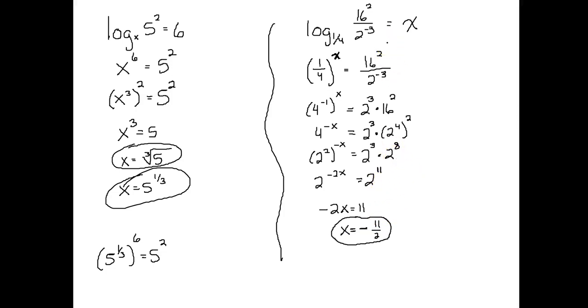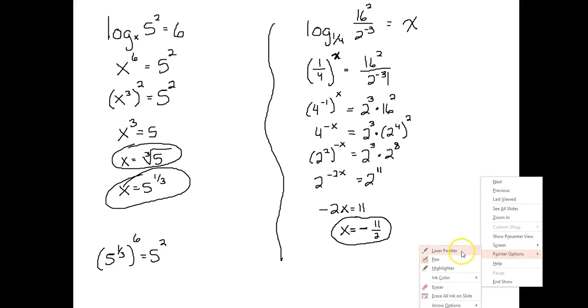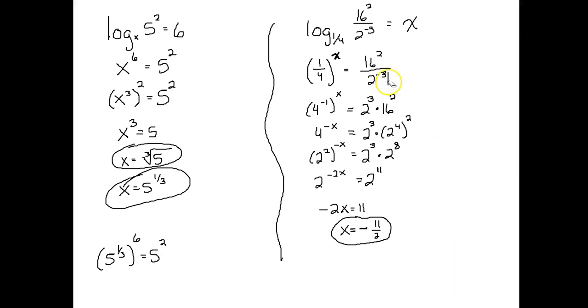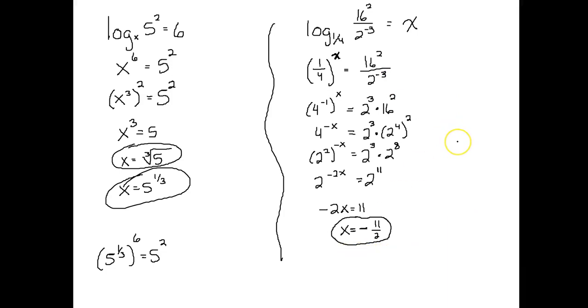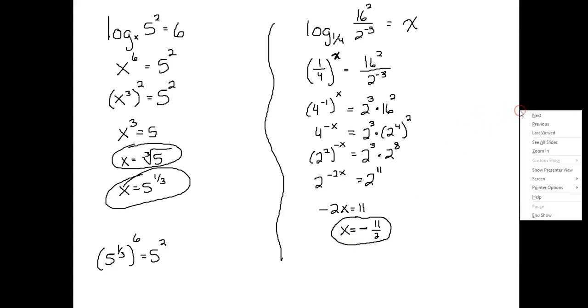All of that work. But I bet if you put in your calculator right now, you could take 1/4, raise it to negative 11 halves power, and then take 16 squared divided by 2 to the negative 3, and you should end up with the same thing. I accidentally made a mark there. Better erase that because I don't want that to be on there. All right, so there's a little bit about exponential equations and logarithmic equations into exponential equations.